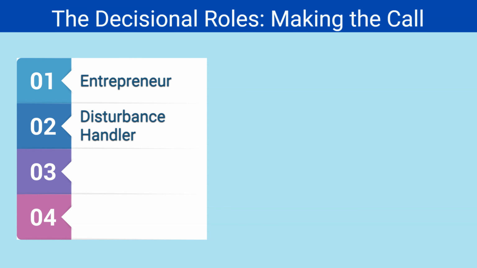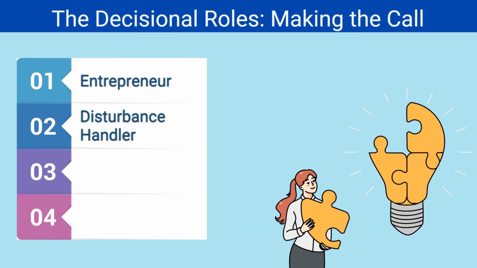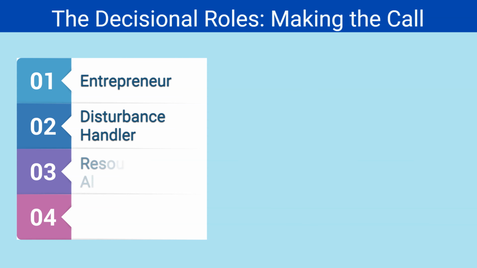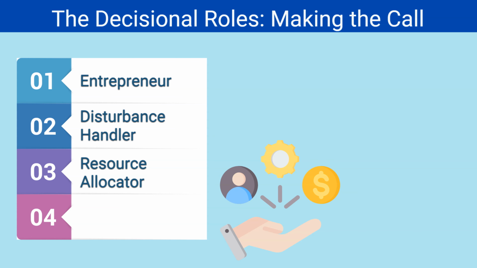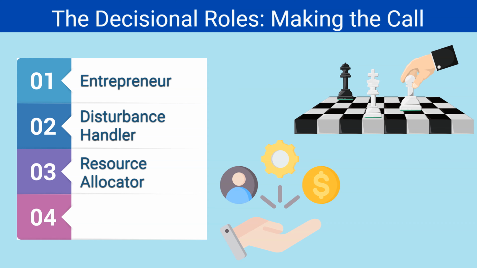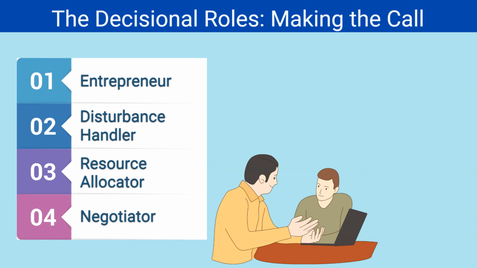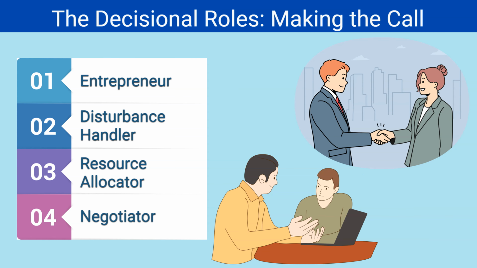Disturbance handler. When unforeseen problems arise, the manager steps in to troubleshoot and resolve issues. While the entrepreneur role is about controlled change, this role is all about managing the unexpected. Resource allocator. This role lies at the core of strategy and execution. Managers decide where time, money, and resources go, ensuring the organization can deliver on its goals. Negotiator. Finally, managers often negotiate on behalf of the organization, handling critical non-routine negotiations with stakeholders, partners, or even team members.